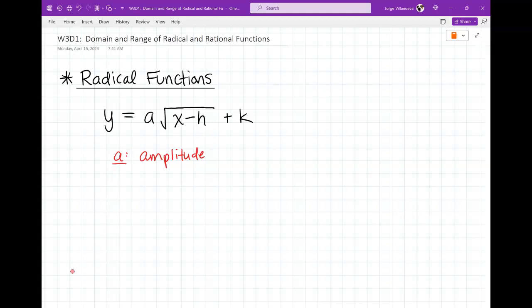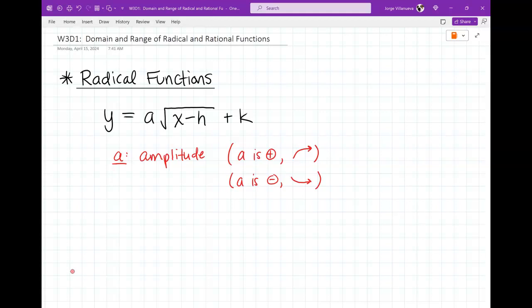But we also know that in this case, if A is positive, it's going to open up like this for this one. Okay? And if A is negative, it's going to open down like that. Okay? So that's what a radical function looks like, kind of like half a parabola that's opening sideways. Okay? So that's what your amplitude does.